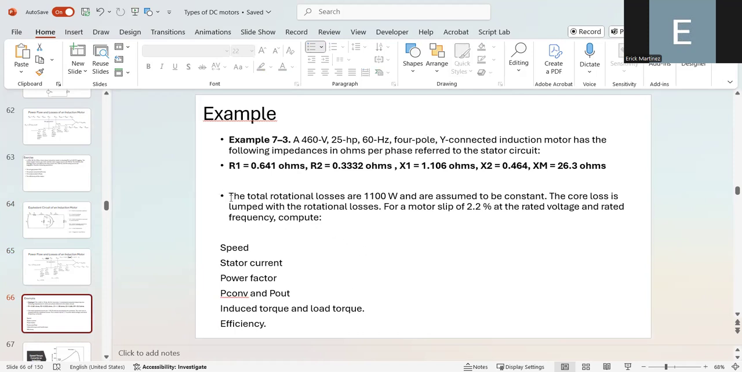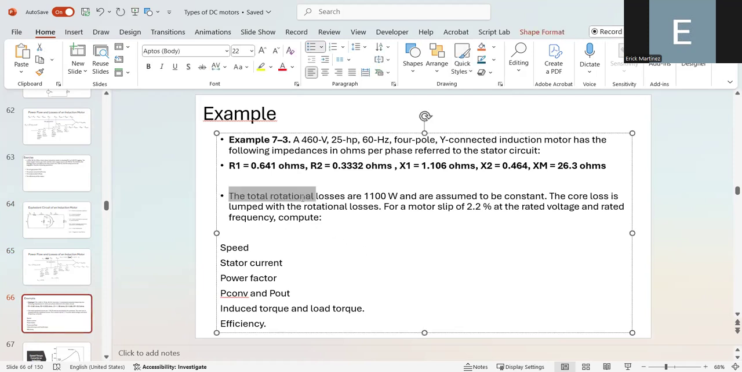Also, they are telling us that the total rotational losses are 1,100 watts and are assumed to be constant. Also notice that the core losses are lumped with the rotational losses, and the slip of the motor is 2.2%. Based on this data, we need to compute the speed of the motor. Also, we need to compute the stator current.